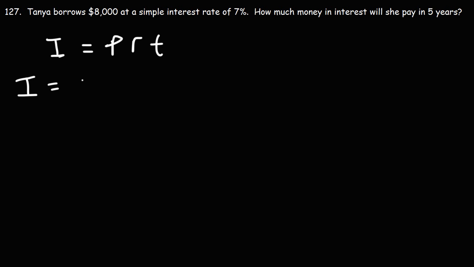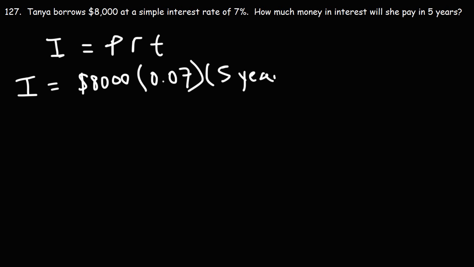The principal, the amount that she borrows, is $8,000. The interest rate is 7%, but as a decimal, that's 0.07 if you divide it by 100. And it's 5 years. That's T, the time. So 8,000 times 0.07 times 5.